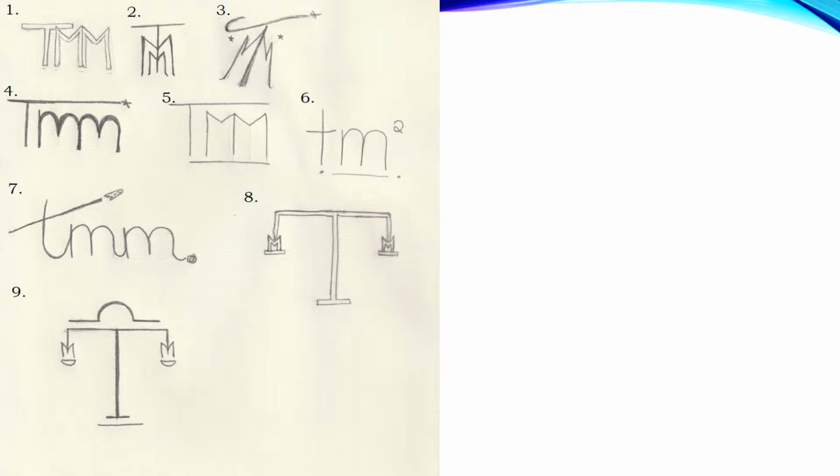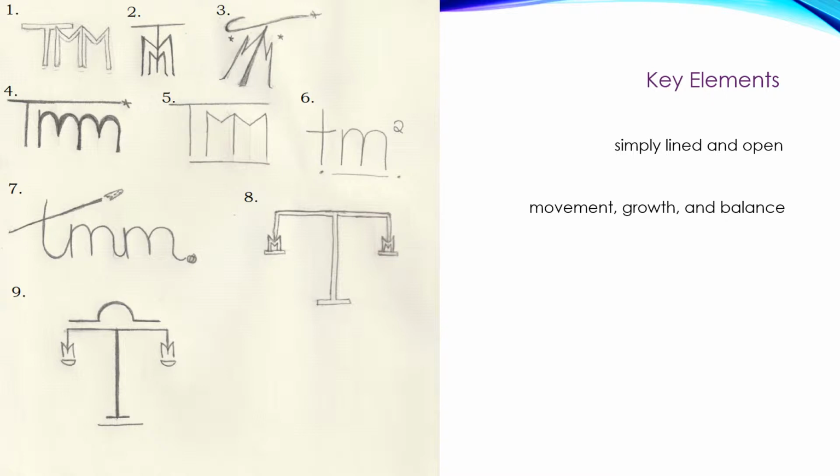As I started to sketch, I realized that I didn't want any of my designs to be enclosed. I'm mildly claustrophobic, and so I wanted everything to be simply lined and open. Some key elements for me were representing movement, growth, and balance in each design, as that represents me in my life and career right now.